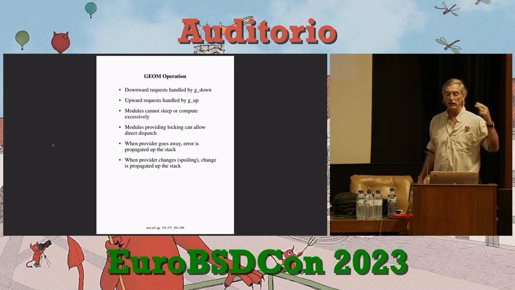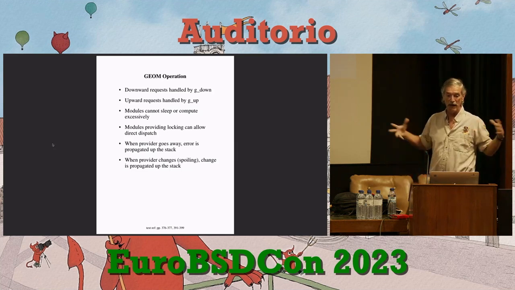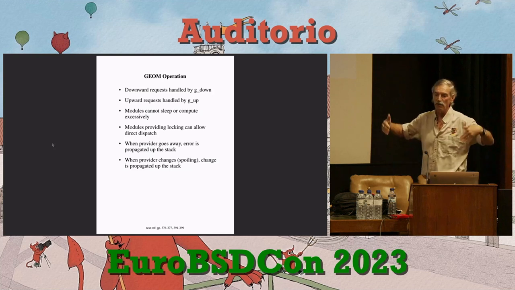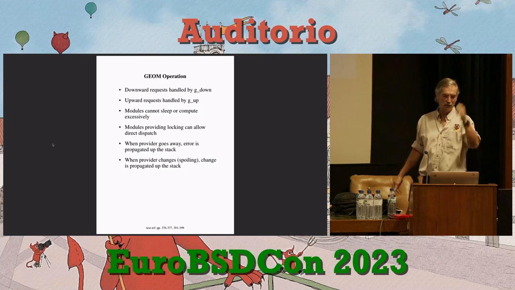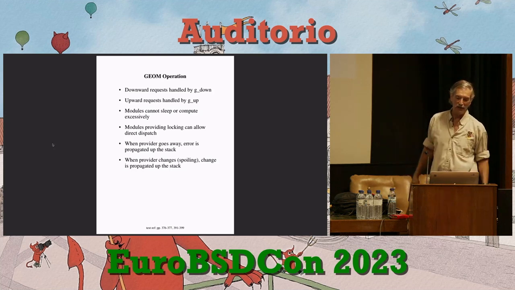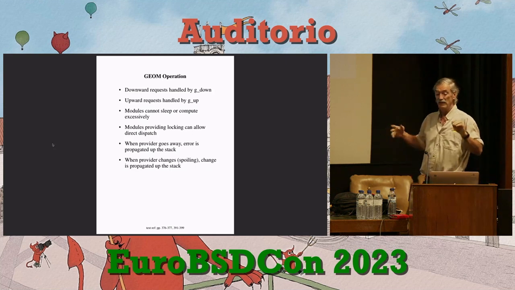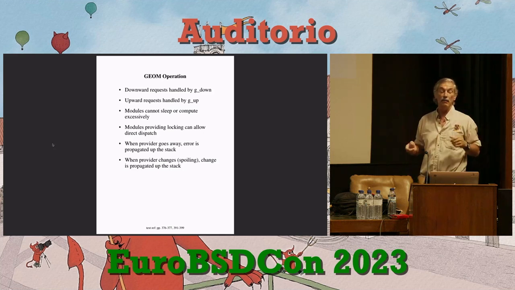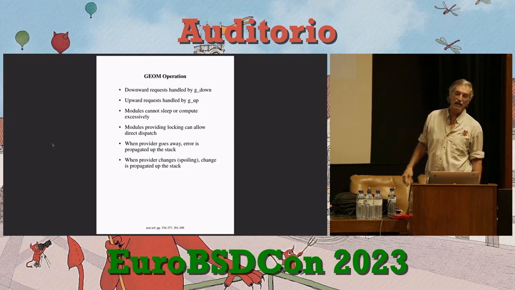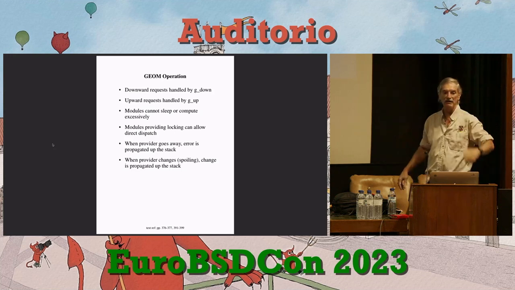Okay, two other key things that GEOM is doing for us is that if a provider goes away, then an error gets propagated up the stack. So if your disk goes away, say it's something on a USB stick and you pull it out, then it's not there anymore. And now GEOM will propagate an error back up. Any I/O that was in progress will be finished with EIO, and that EIO error will be propagated up, and then the higher layers have to deal with that.